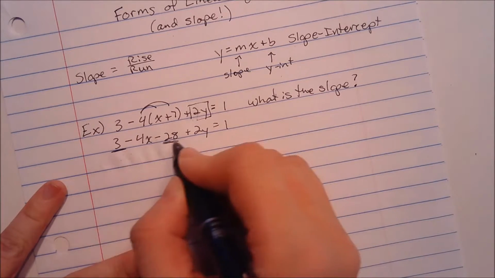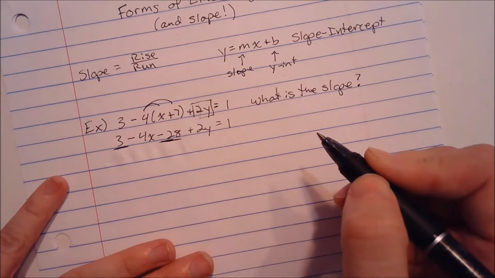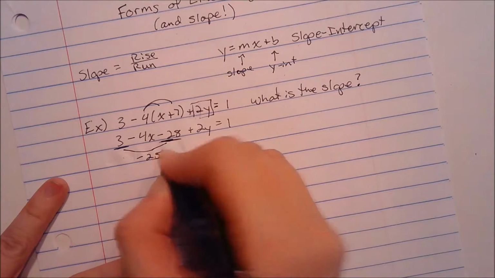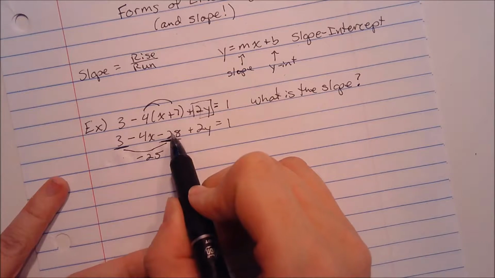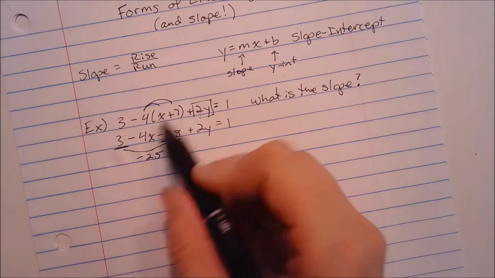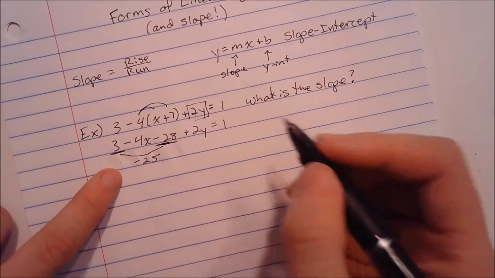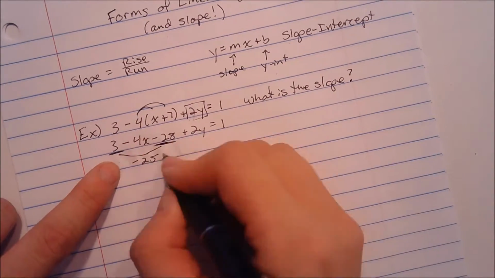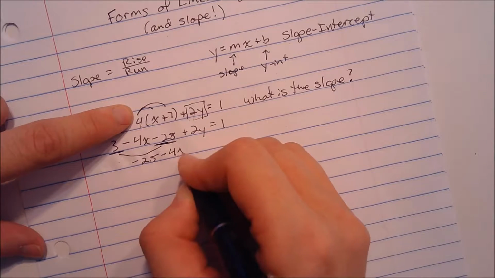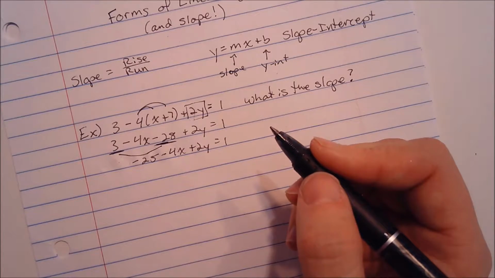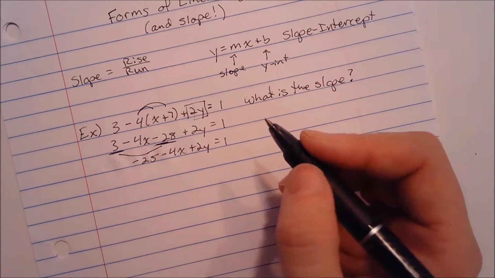What is 3 minus 28? Well, 3 minus 28 is negative 25. Think, you've got $3 in your pocket, you owe somebody $28. After you pay them, you still owe them another 25. So minus 25. And then just go ahead and write down the rest of it. I have minus 4x plus 2y equals 1. Okay, it's looking better actually.